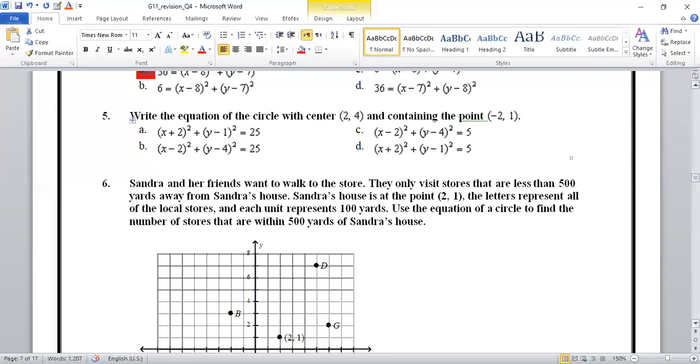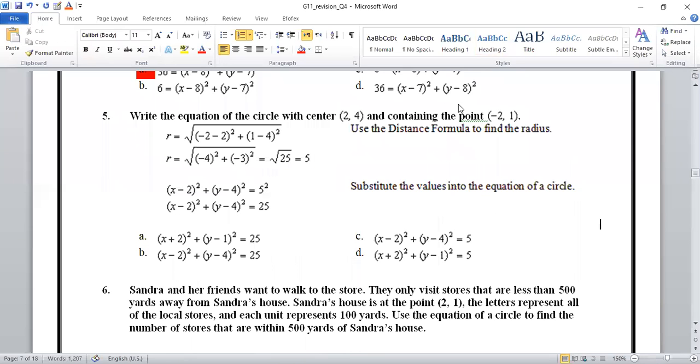Number 5, write the equation of the circle with center (2, 4) and containing the point (-2, 1). To write the equation for any circle, we must have the center and radius. From here, we don't have the radius, so we must get it.